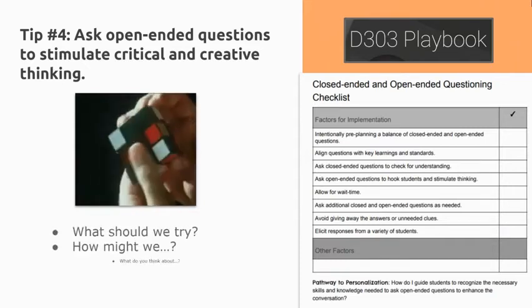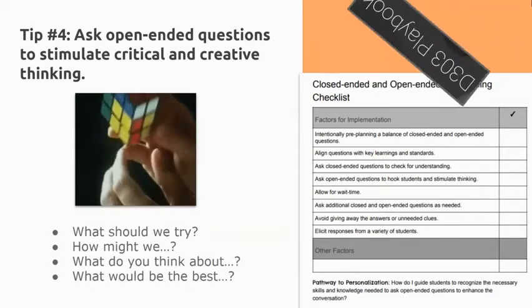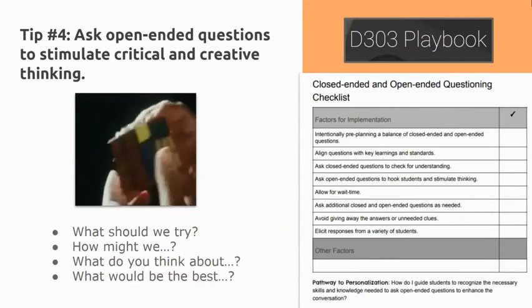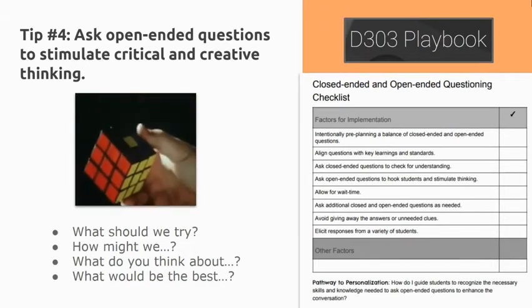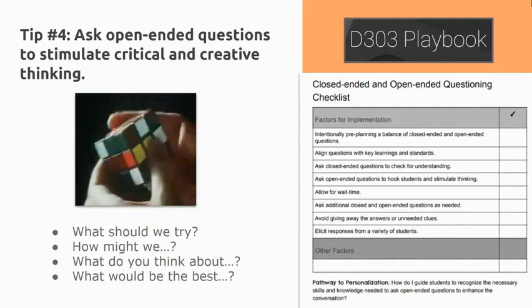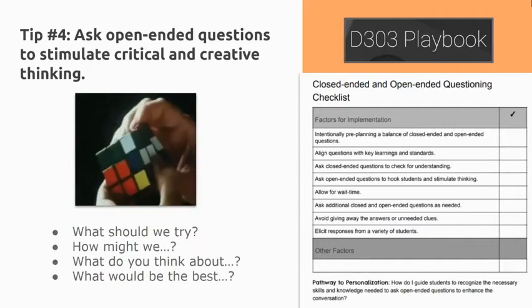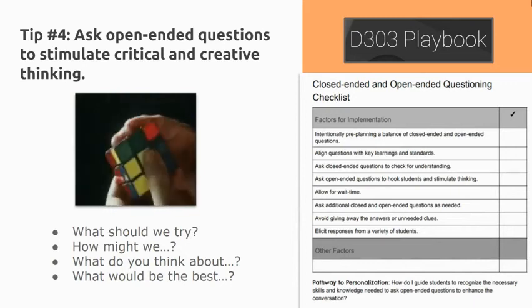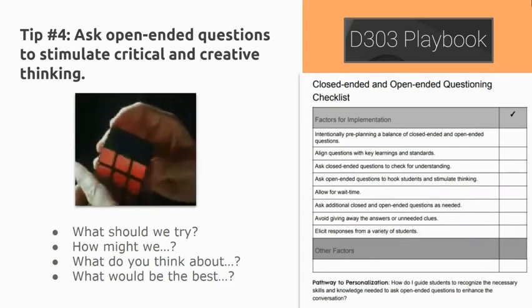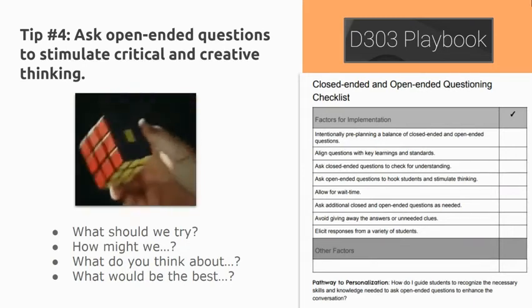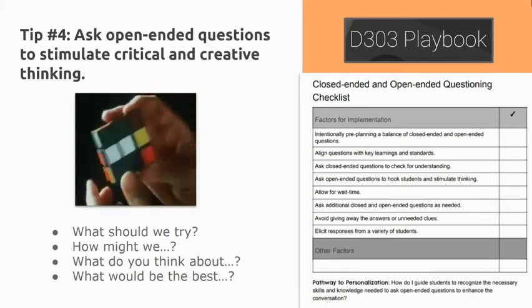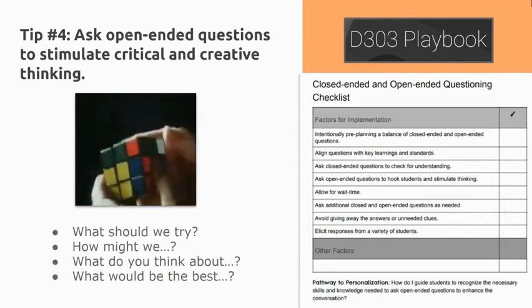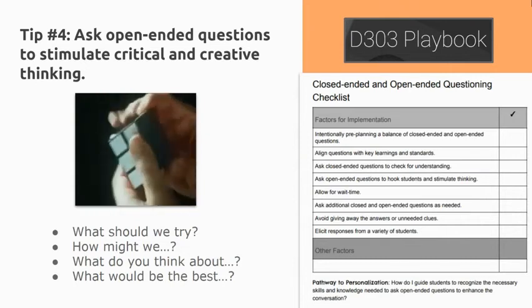Tip number 4, ask open-ended questions to stimulate critical and creative thinking. Open-ended questions can be a starting point for student discourse. In the D303 playbook, linked in the resources section of this folder, you will find strategies for asking closed-ended and open-ended questions to recall prior learning, support students as they revise their ideas, and stimulate critical thinking and discourse.